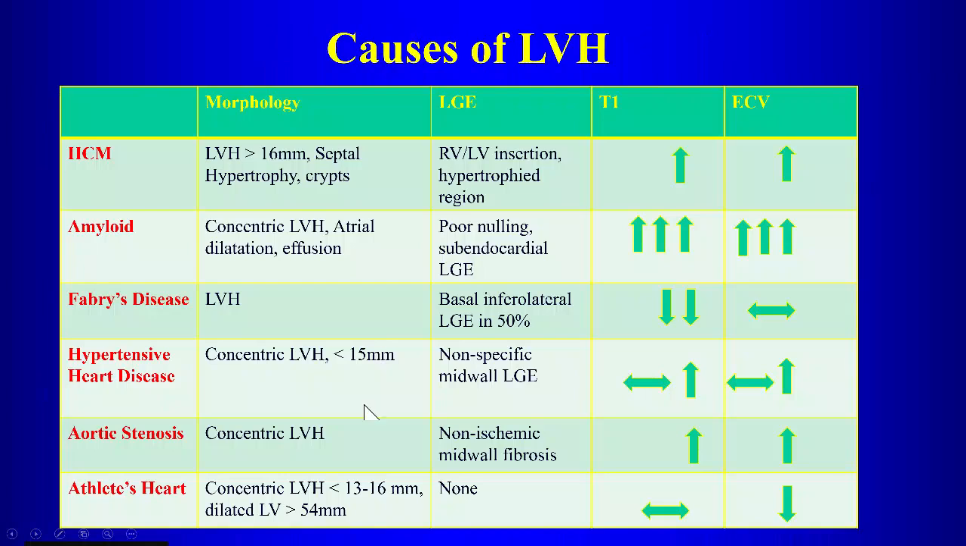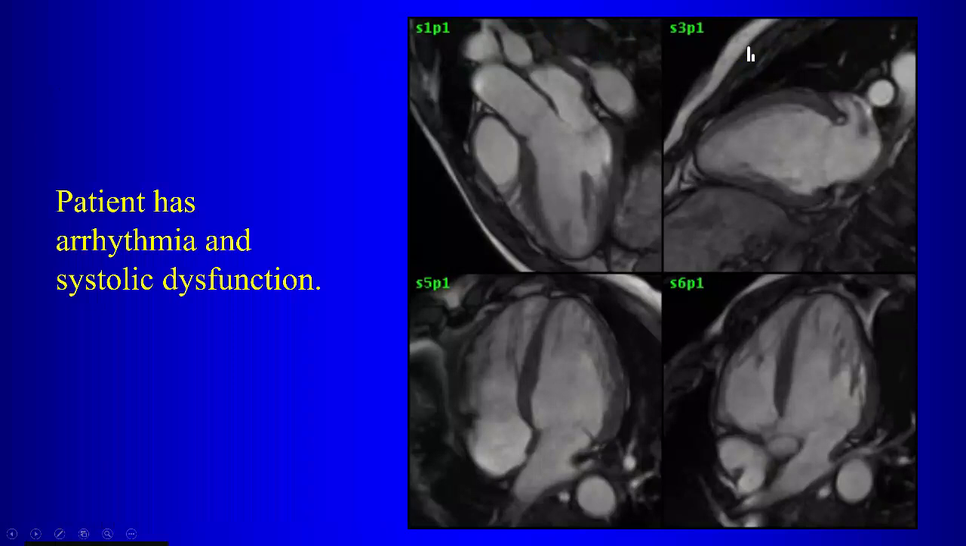You don't have to memorize this list, but we talked about some entities already. What's on your differential of left ventricular hypertrophy? Hypertrophic cardiomyopathy, amyloid, Fabry's disease. Of course, we have hypertensive disease, aortic stenosis, athlete's heart. And then MRI can help differentiate some of these entities, and we've covered some of the ways we can use MRI already to help differentiate some of these entities that can cause left ventricular hypertrophy.